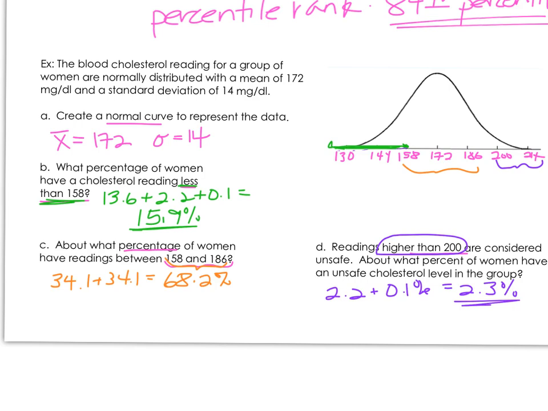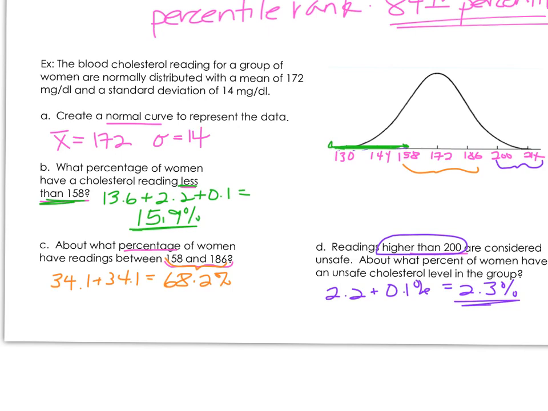All right, everyone, I started with my normal curve on the right, putting 172 in the middle, subtracting the standard deviations on the left, and then adding them on the right. For part B, it asks what percentage of women have a cholesterol reading less than 158. So in the green, that would be the three column values to the left of 158, 13.6 plus 2.2 plus 0.1. And I got 15.9%.